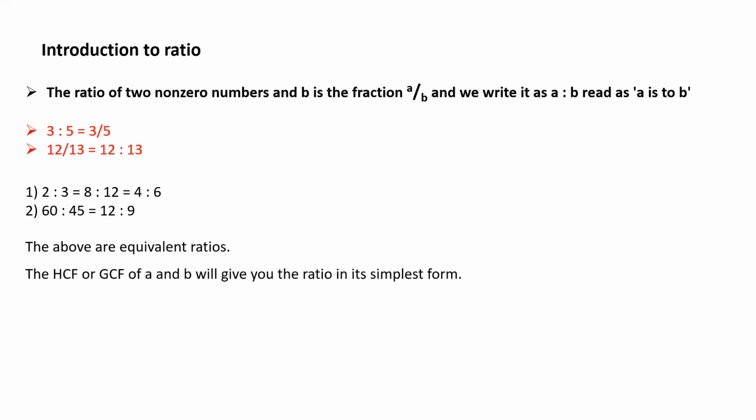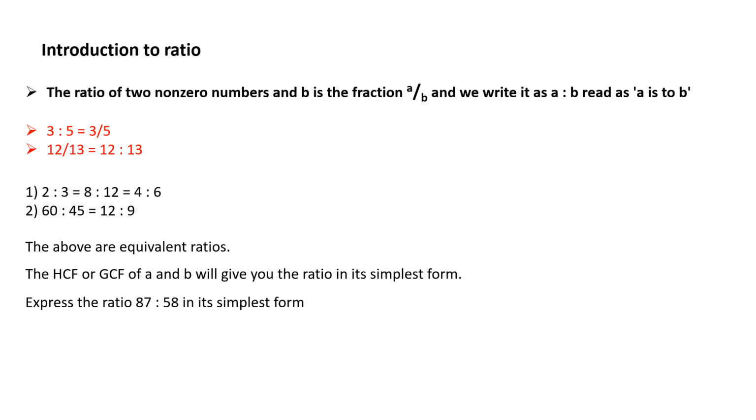The HCF or GCF of a and b will give you the ratio in its simplest form. HCF is the highest common factor, and GCF is the greatest common factor, same thing. So if you find the HCF or GCF of the numbers a and b, they will give you the ratio in its simplest form.